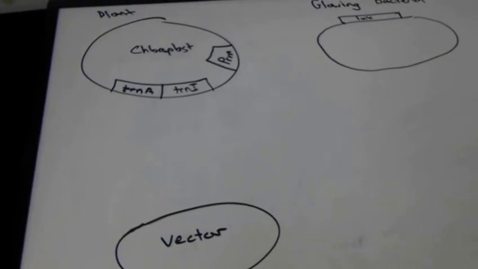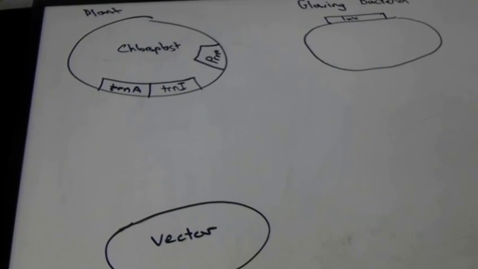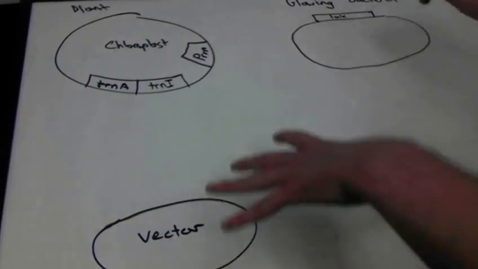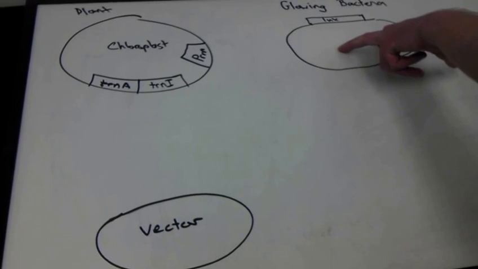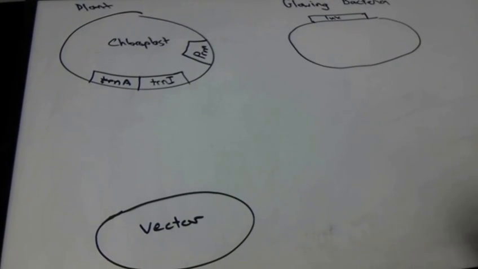To give you a little bit of background, we'll talk a little bit about how things have been cloned traditionally. Essentially, what you've got is your different pieces that you want to put together. You've got your plant parts here, your glowing bacterial parts here, and then kind of the vector, which is what you put all these things into.